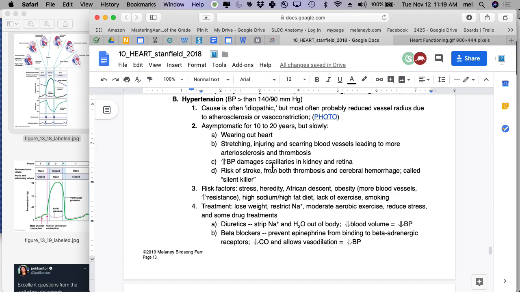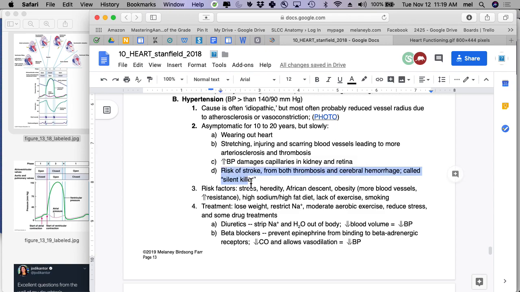And that also causes injuring and scarring of the vessels because they don't get gunked up just smoothly. They're lumpy. And then when they stretch, they actually get scarred and more lumpy. And you get increased blood pressure damaging delicate capillaries in the kidney and delicate capillaries in the retina. So chronic hypertension causes kidney failure and can cause blindness. A lot of times, chronic hypertension is associated with diabetes as well.